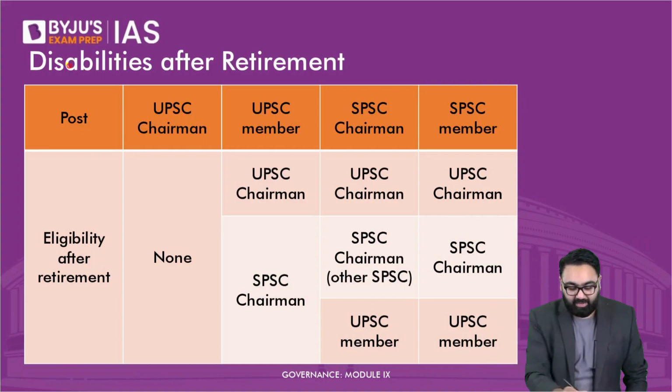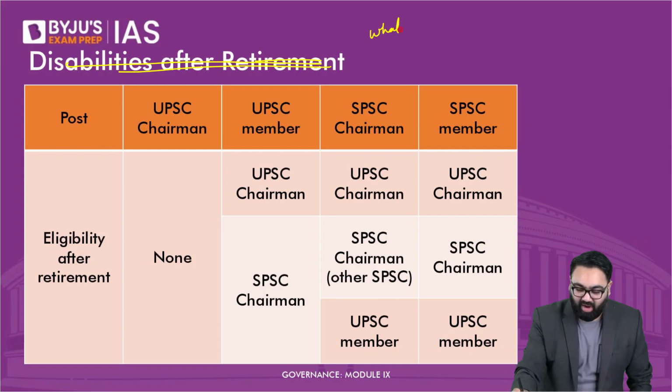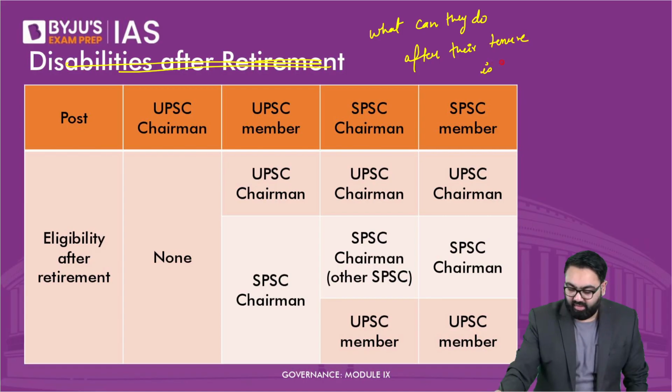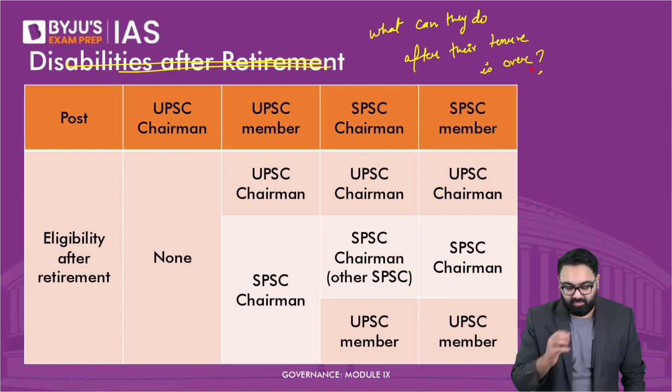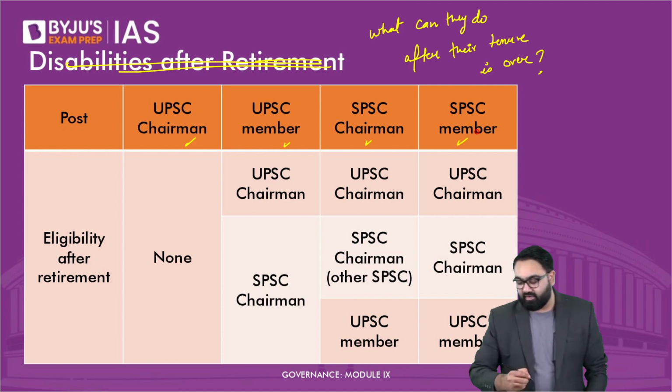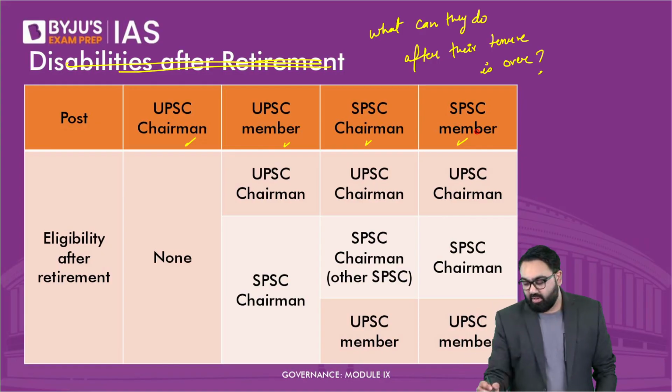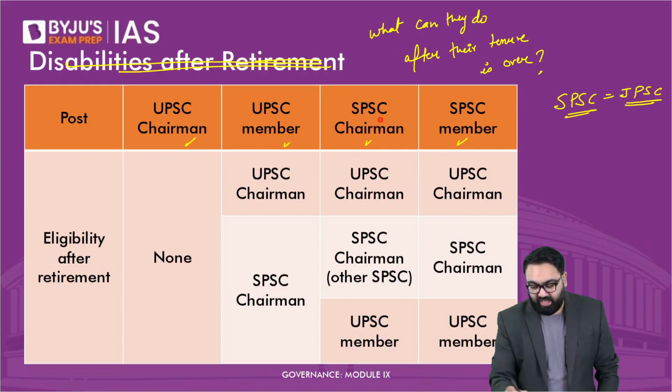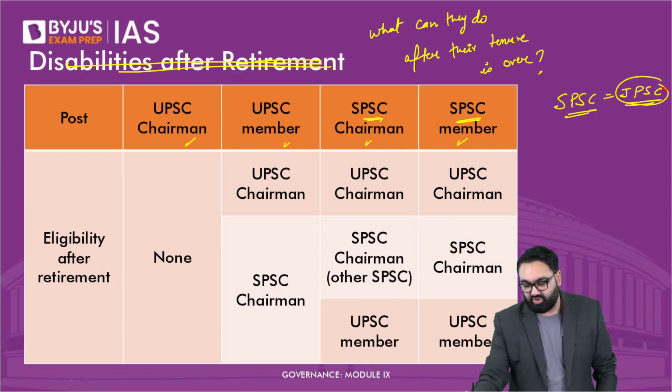So basically, let me try and give it an easier heading. What can they do after their tenure is over? Simple question. So these four people, what can they do after their tenure is over? Also, the provision of state PSC will apply to Joint Public Service Commission as well. So whatever is applicable for state PSC is applicable for Joint Public Service Commission as well.